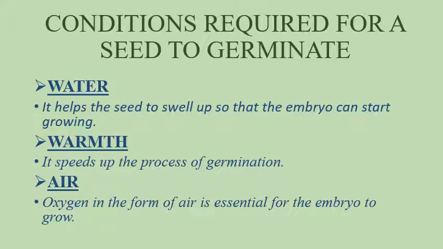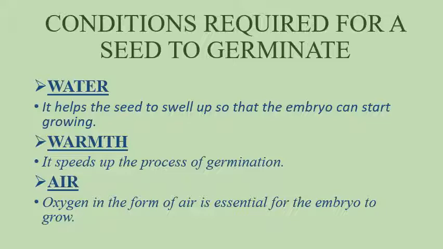The next important point we need to discuss here is the conditions required for a seed to germinate. There are three conditions which are required for germination of a seed. One is water, second is warmth, and third is air. During the process of germination, the seed is going to absorb the water, which helps it to swell up so that the embryo can get space inside and it can start growing inside the seed.